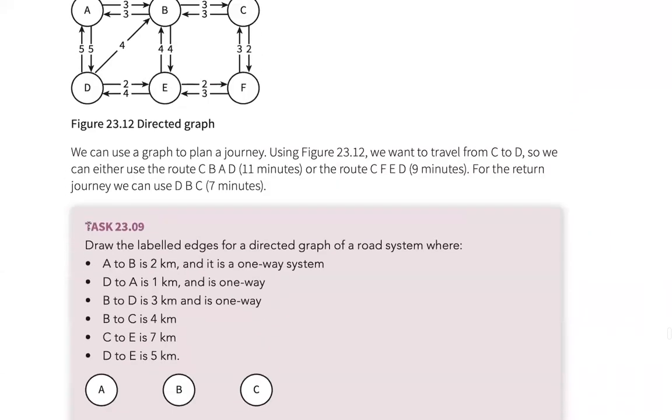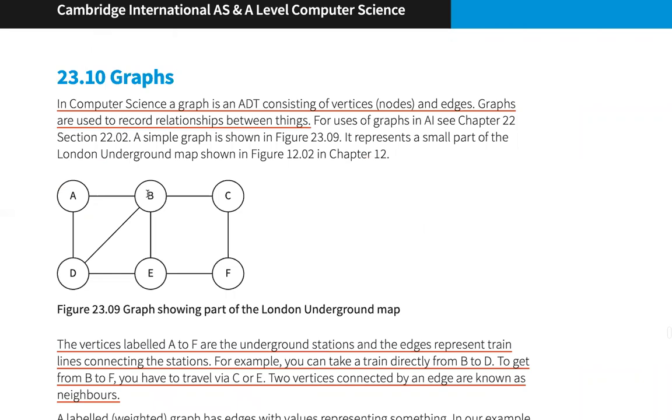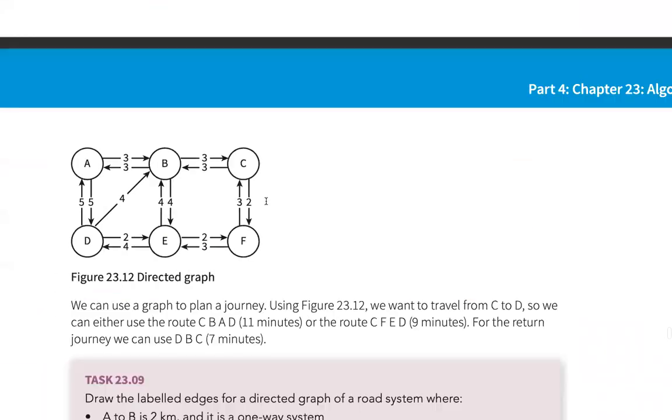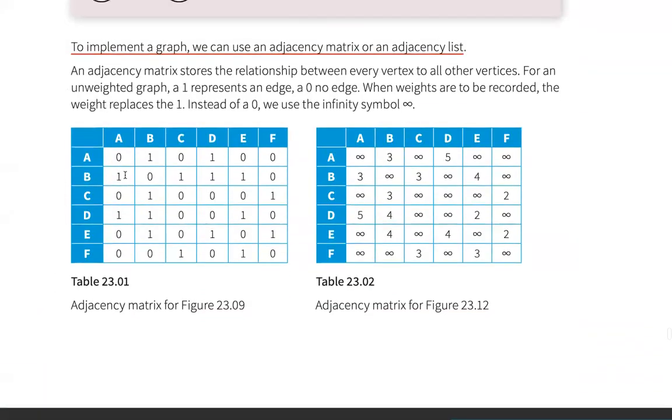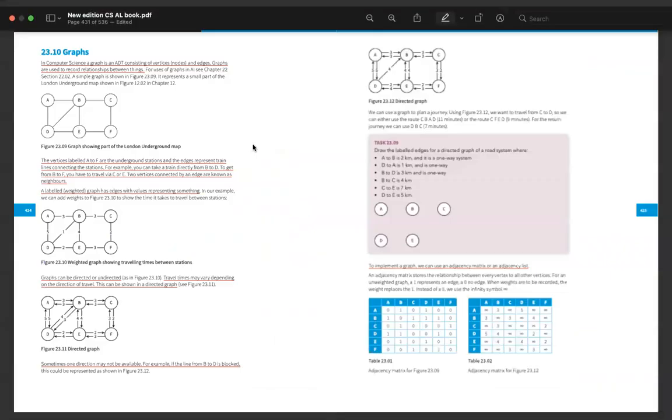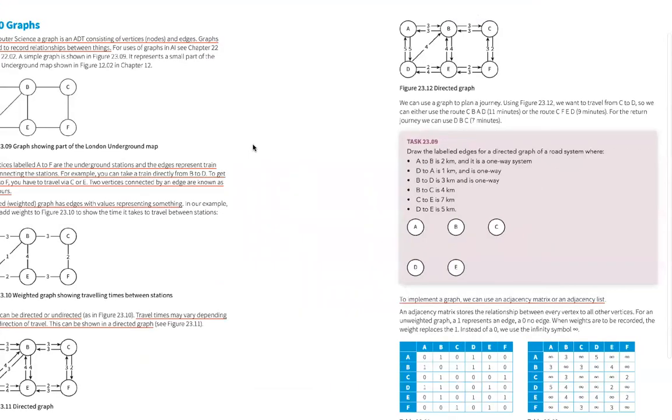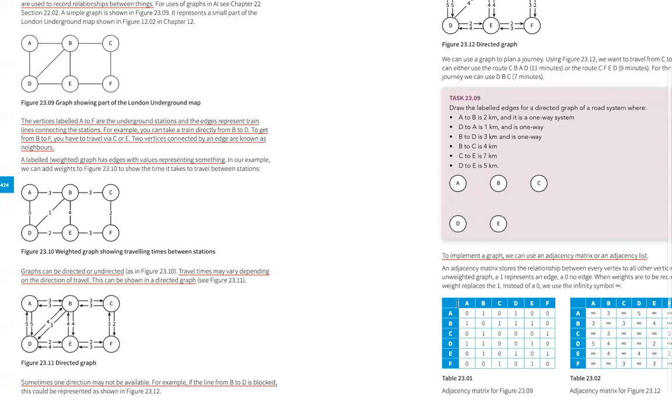Same thing goes with B. B is connected to A, C, D, and E. As you can see here, for B, it's directly connected to A, then C, then D, then E. Same thing goes with C. C is directly connected with B and directly connected to F. So C is connected to B and then F.